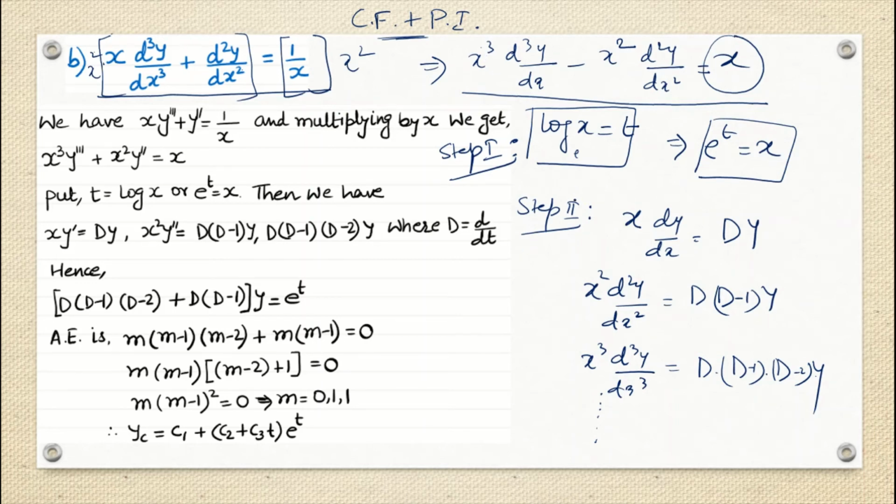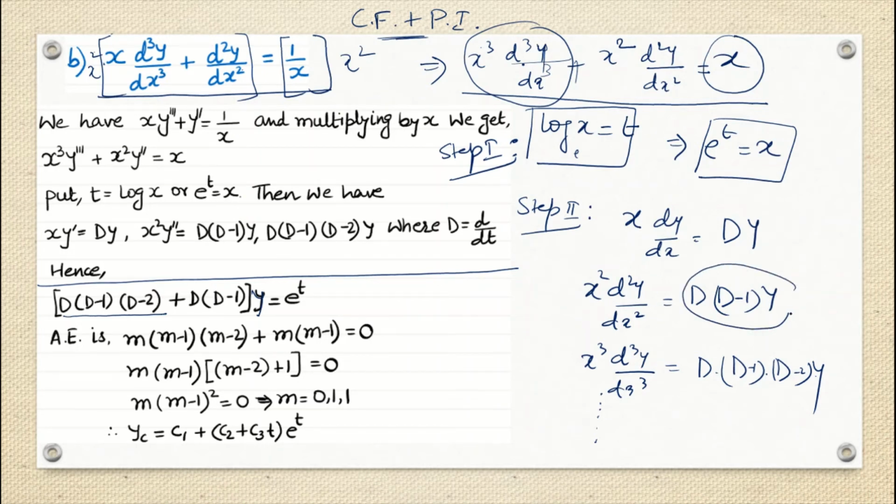Now I'm going to rewrite this complete left hand side and right hand side in terms of D and t. So what will be the given step? x cubed d cubed y by dx cubed will give you how much? You can see here, right? This is my D, D minus 1, D minus 2. This complete term I am writing down, and this y is common here. Plus x squared d2y by dx squared, which is nothing but D, D minus 1, and then y is present here.